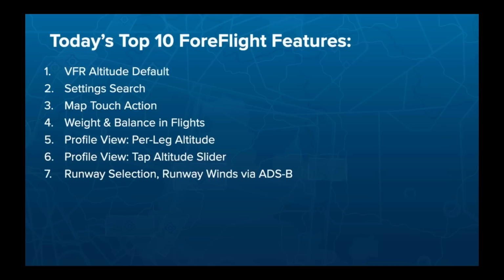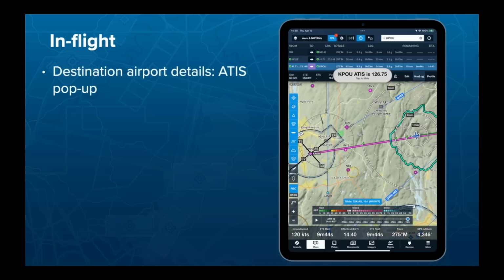And yeah, so I'll hand it back over to you, Josh, to talk about some runway selection items and runway winds via ADS-B. Sure. So when you're in flight, one of the things that ForeFlight now offers is a pop-up alert with the destination ATIS frequency. Obviously you have to have an airport in the route where you're going, but as you're approaching that airport, you'll get the little pop-up, and it's a good reminder to me, hey, if you haven't checked what the destination weather is, now is a good time to do that.